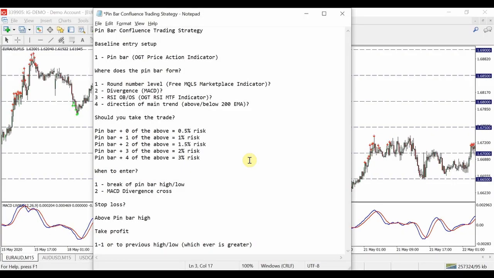So I've just put a few notes together which I'll include in the description to walk you through all the different parts of this system. The first part of this pin bar Confluence strategy, if you haven't worked out yet, is that the baseline entry is going to be from my OGT price action indicator using the pin bar candlestick pattern.